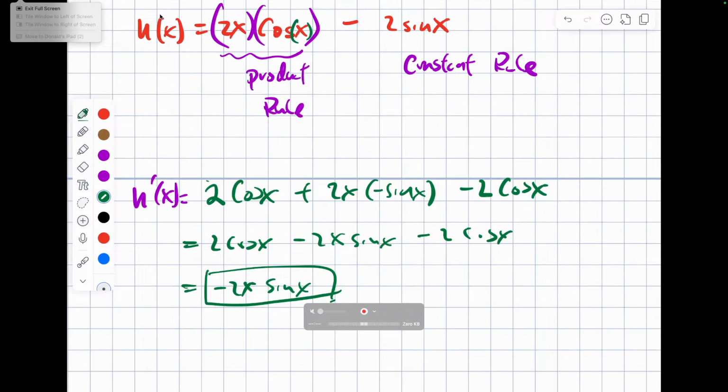It's a product rule. So I take a derivative of 2x first, which is 2, and leave the cosine of x alone, and then leave the 2x alone and take a derivative of the cosine of x, which is negative sine of x. Find the derivative of the right part of it. Does that make sense?